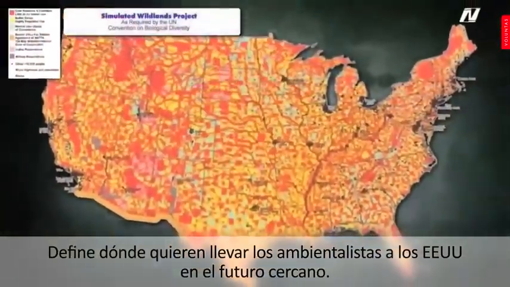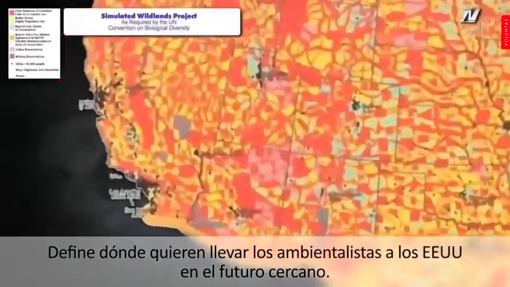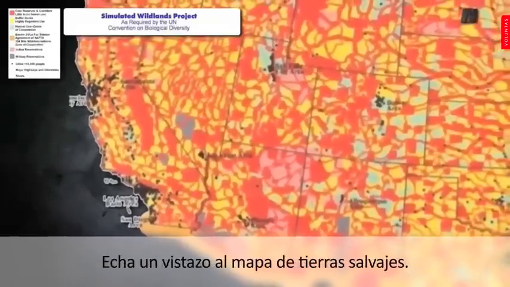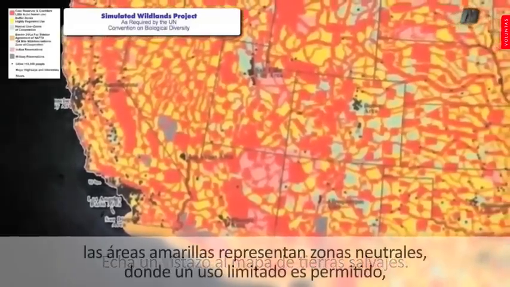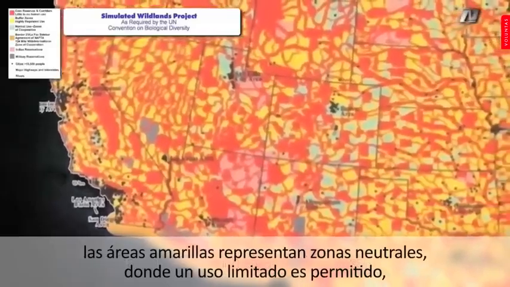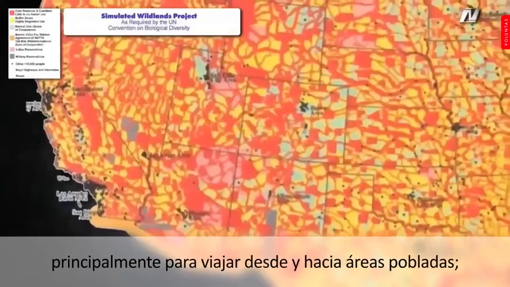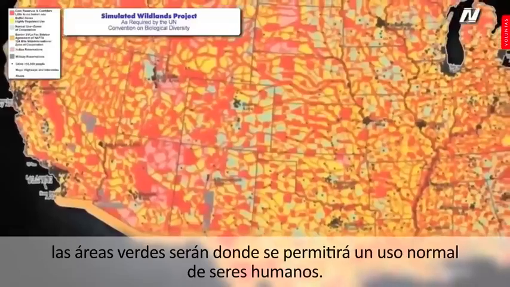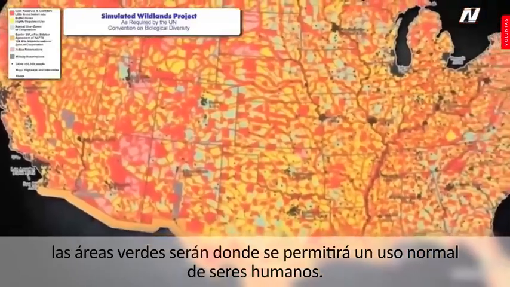Take a look at the wildlands map. It defines where environmentalists want to take America in the very near future. The areas in red will be off limits to humans. The areas in yellow represent buffer zones, where limited use is allowed primarily to travel to and from populated areas. The areas in green are where normal use by humans will be allowed.